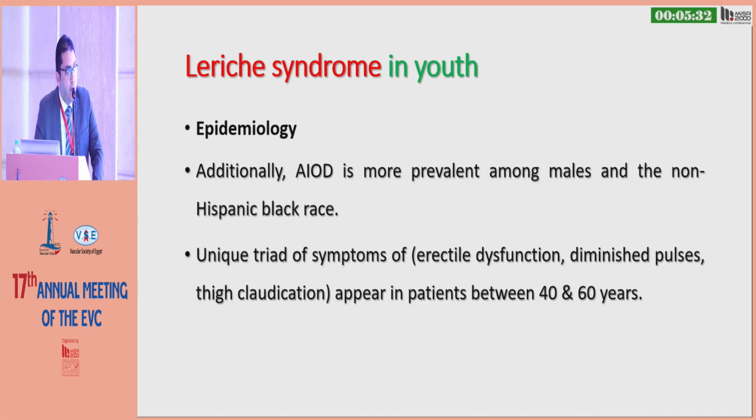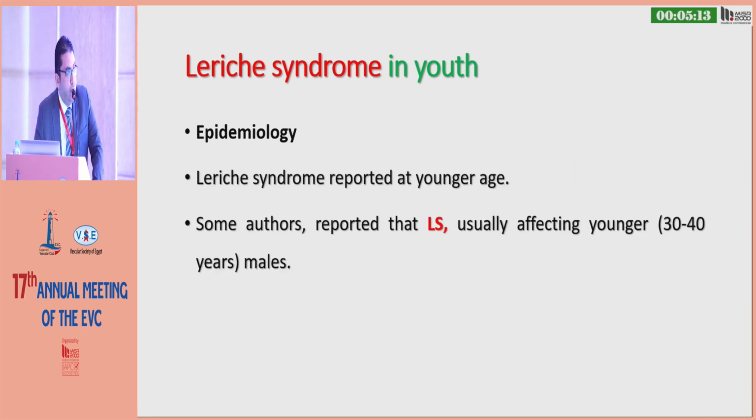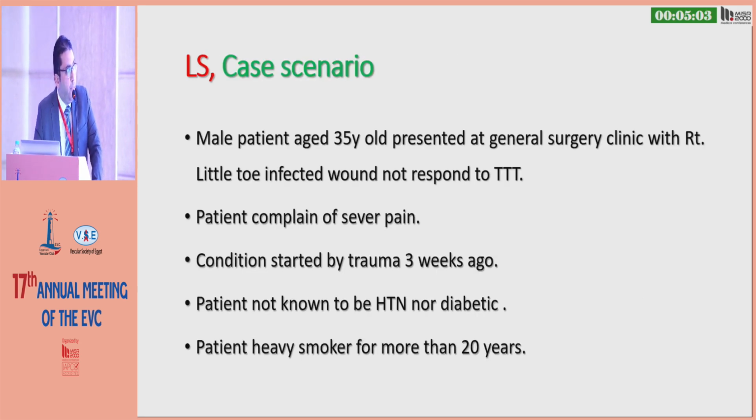Additionally, aortoiliac occlusive disease is more prevalent among males and the non-Hispanic black race. The unique triad of symptoms, erectile dysfunction, diminished pulses, and thigh claudication, appears in patients between 40 and 60 years. Leriche syndrome is also reported at a younger age. Some authors reported that Leriche syndrome usually affects younger males between 30 and 40 years.